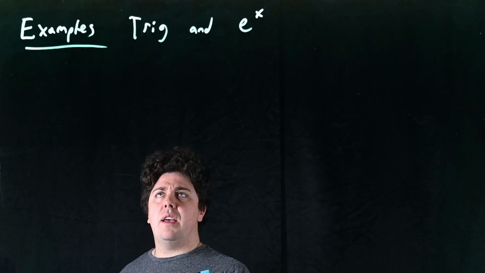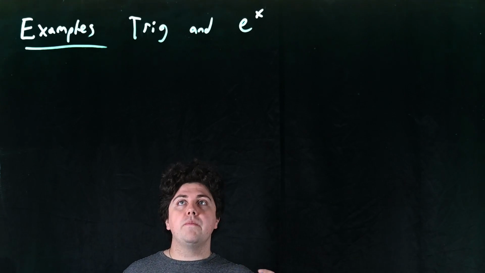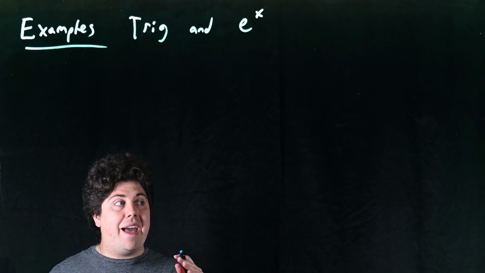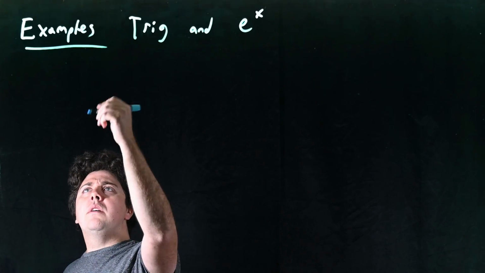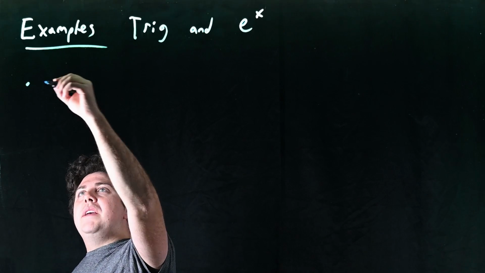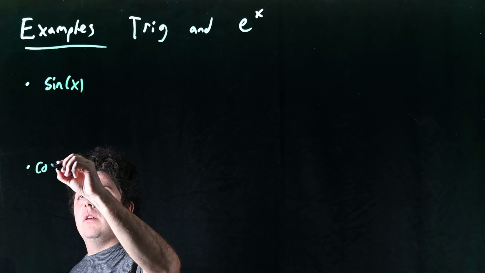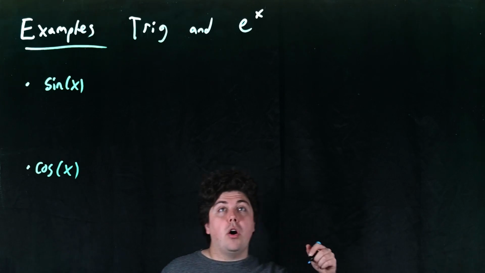So let me just say, first of all, what the derivatives of some basic functions are, then we'll do a whole bunch of examples with them. And this will at least allow us to do some extra examples that don't just have to be polynomials. So, of course, our most basic trig functions are sine x and cos x. And of course, what are these guys?